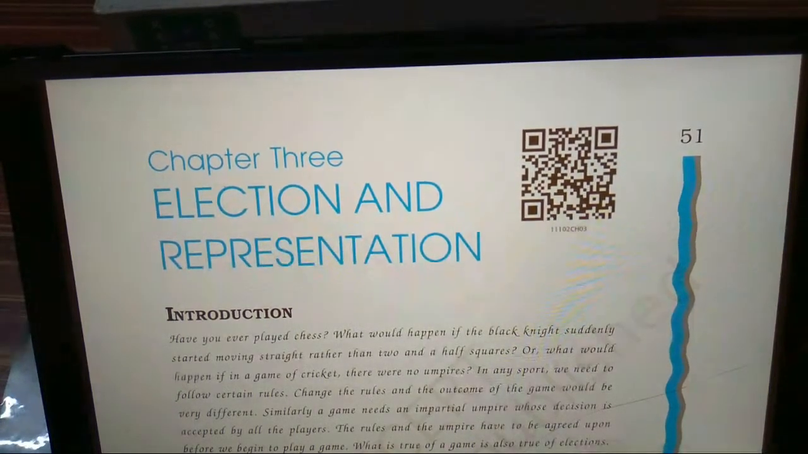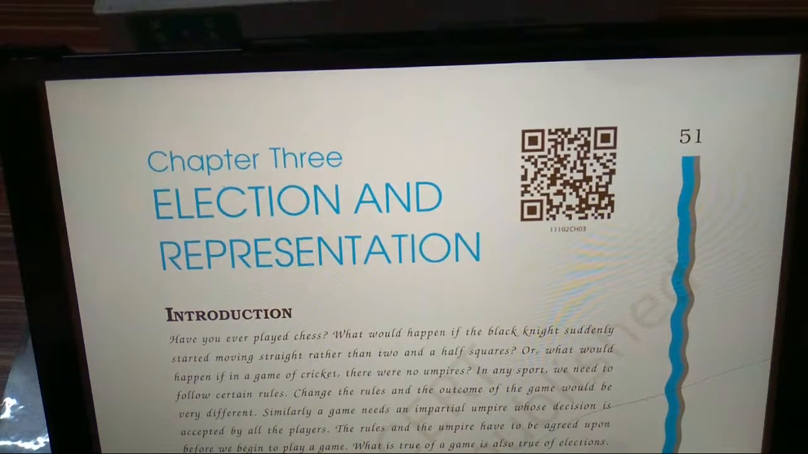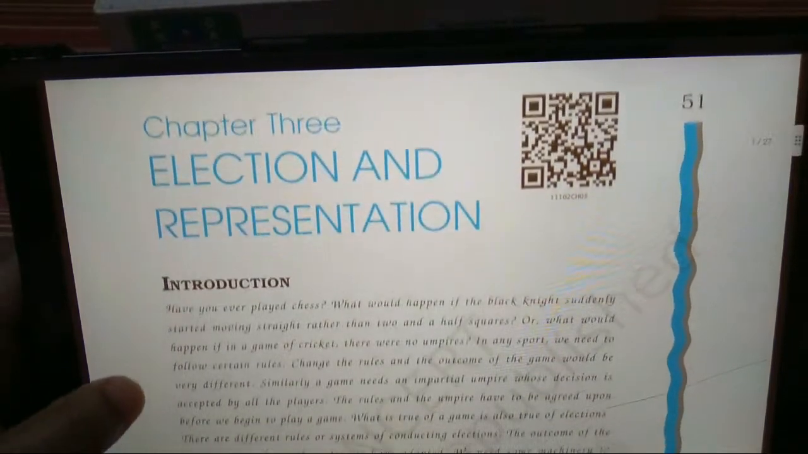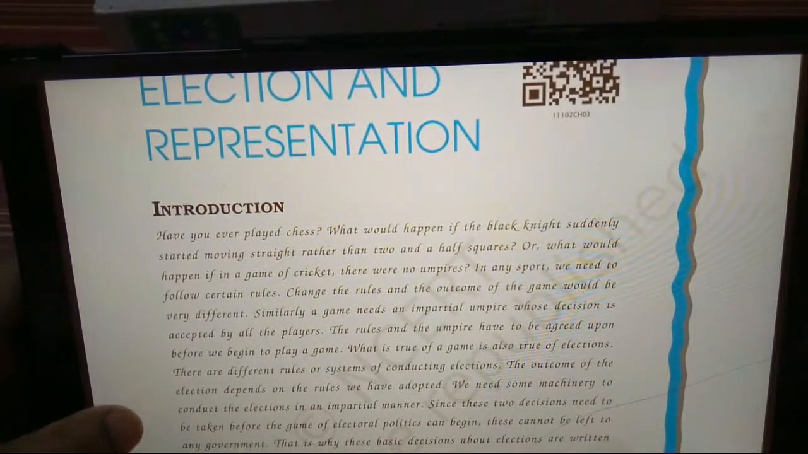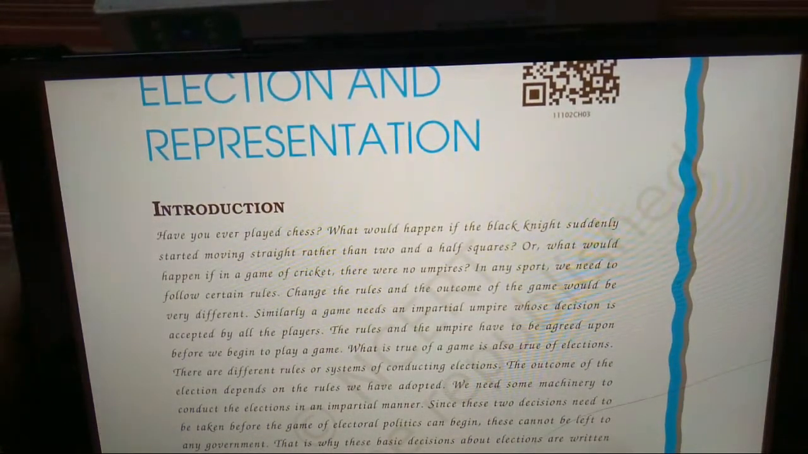Chapter 3, Election and Representation. Introduction. Have you ever played chess? What would happen if the black knight suddenly started moving straight rather than 2.5 squares?